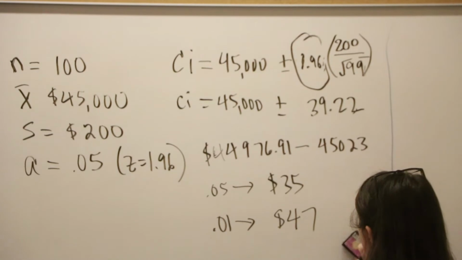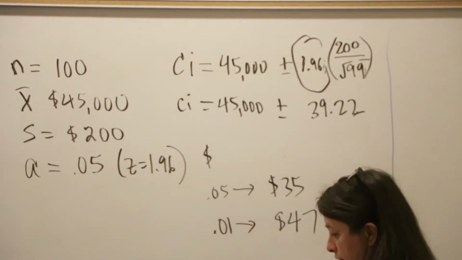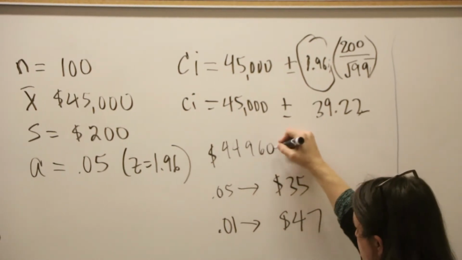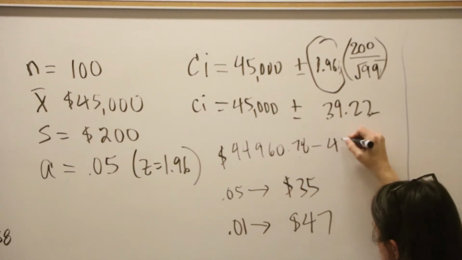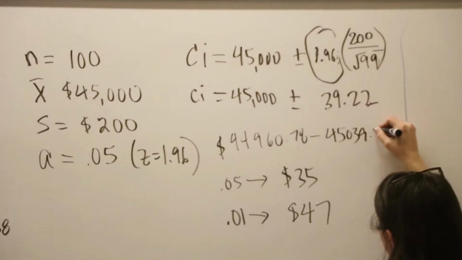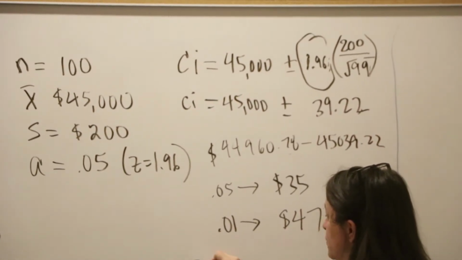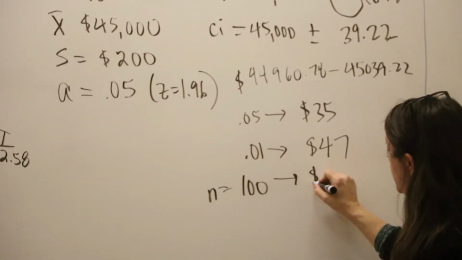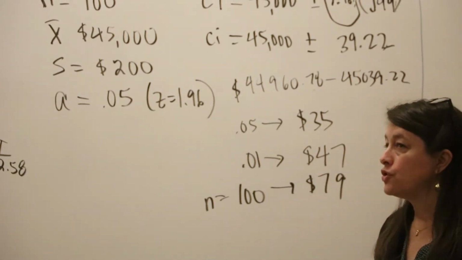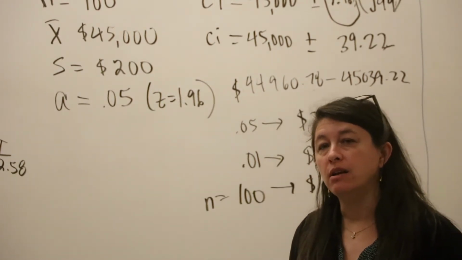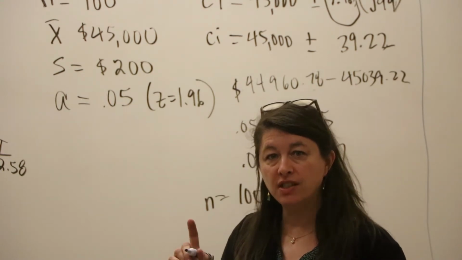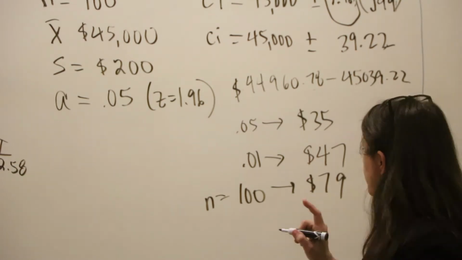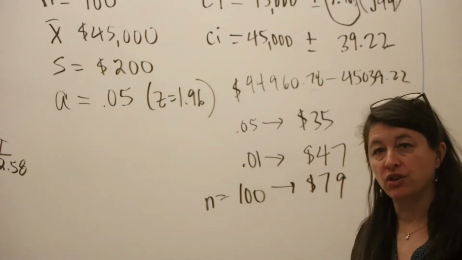which gives us now a range of... it's not worth really writing these out, because what you really care about is the actual range, but I will do it just to do it. Now we have an n equals 100, which is much smaller, and our range is actually $79. So we now have less precision simply because we have a smaller sample size.